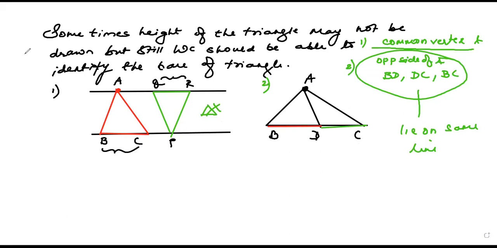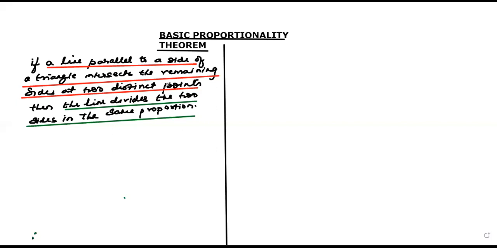Our next theorem, what we are going to learn, is a very, very important theorem, and I hope you will study it because I am going to give you the proof also for it, and it is going to come in a board exam. So please understand. First, let us try to understand the theorem. It is called the basic proportionality theorem. What it says is, if a line parallel to a side of a triangle intersects the remaining sides at two distinct points, then the line divides the two sides in the same proportion.